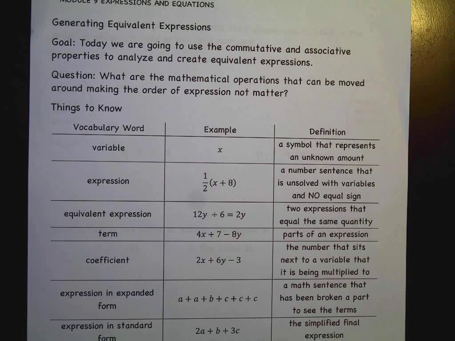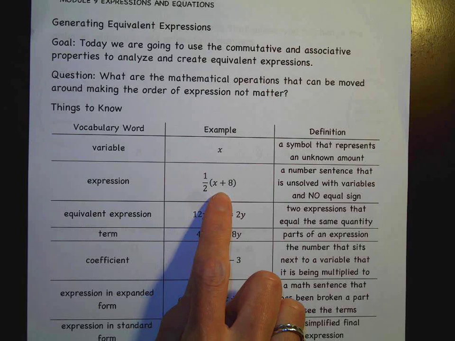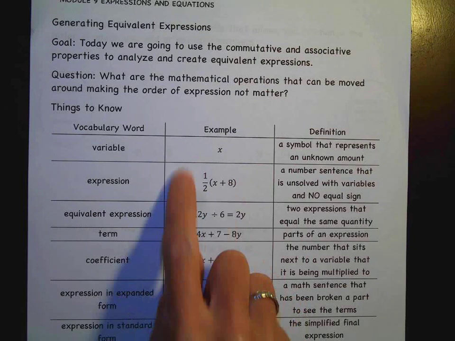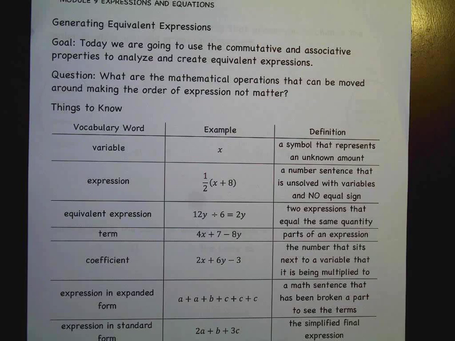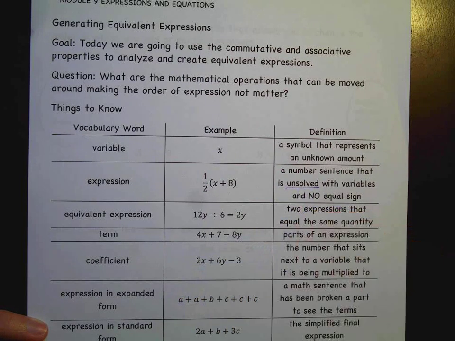The next one is an expression. And here's an example of an expression. An expression could be 1/2 times the quantity X plus 8. The reason that this is an expression is because it's missing the equal sign. So the definition of an expression is a number sentence that is unsolved with variables and no equal sign. The key word in there is unsolved because it cannot be solved. If it's truly an expression, it cannot be solved. It can be simplified, but it cannot be solved without knowing what it is equal to. Then that would turn it into an equation.